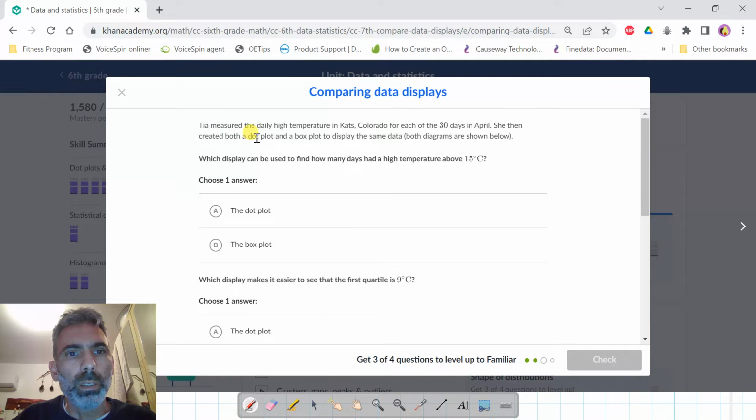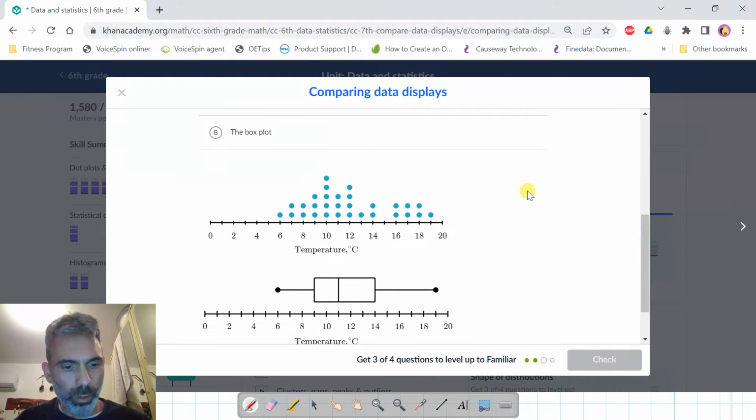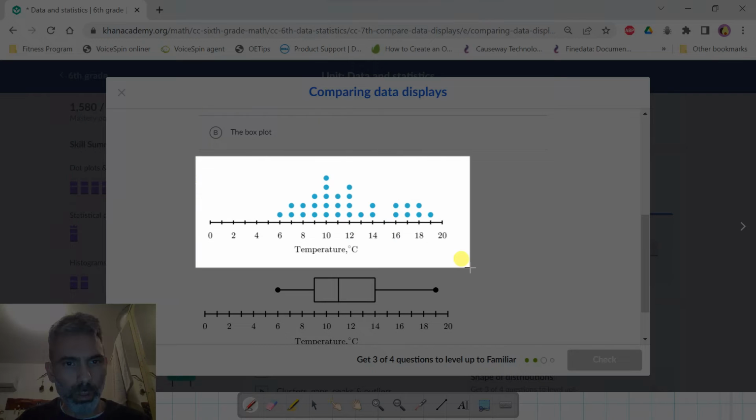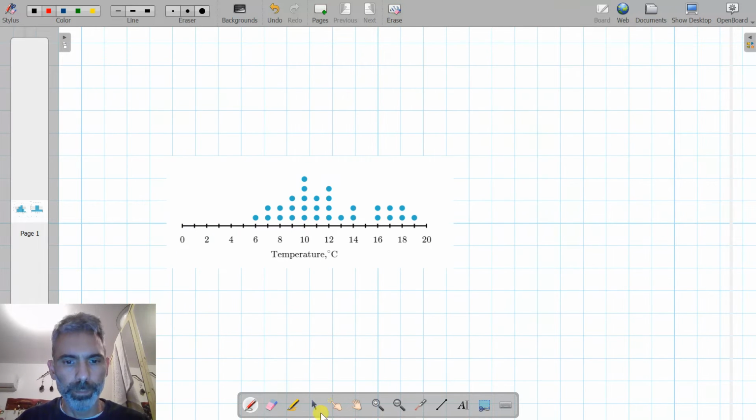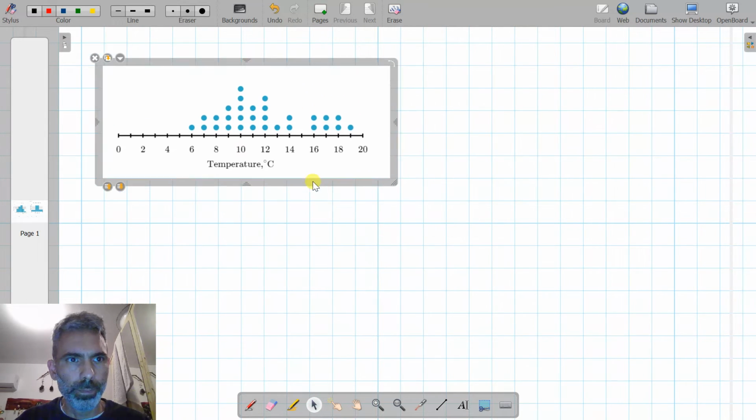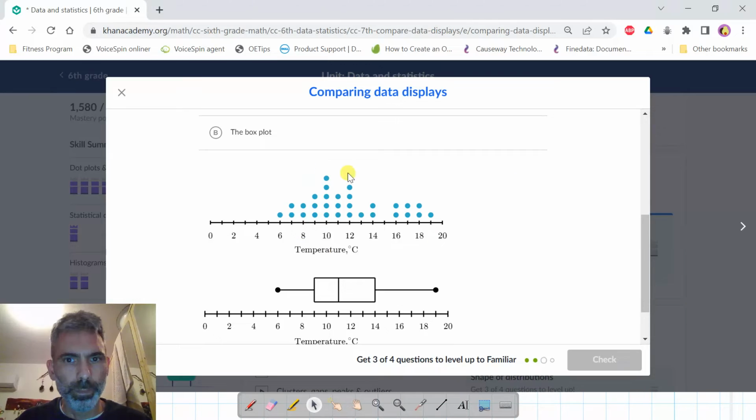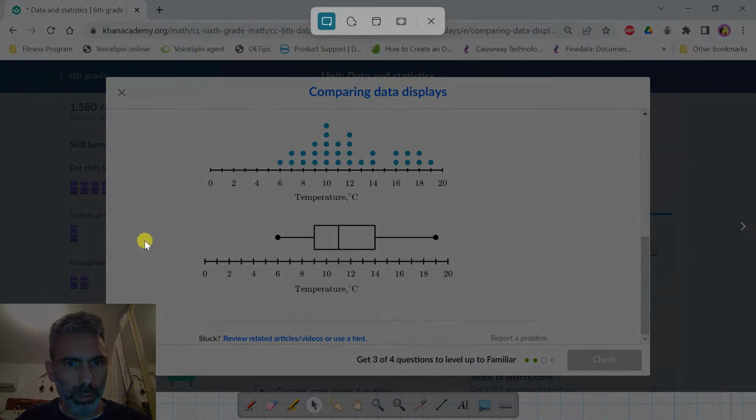Tia measured the daily high temperature in Katz, Colorado for each of the 30 days in April. She then created both a dot plot and a box plot to display the same data, both diagrams shown below. So let me first copy the displays, the graphs. So this is the dot plot. And this is the box plot.